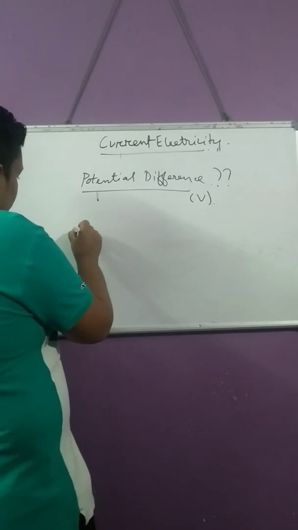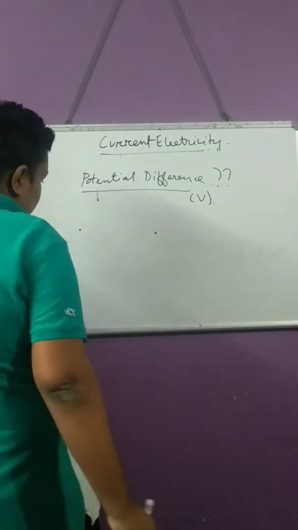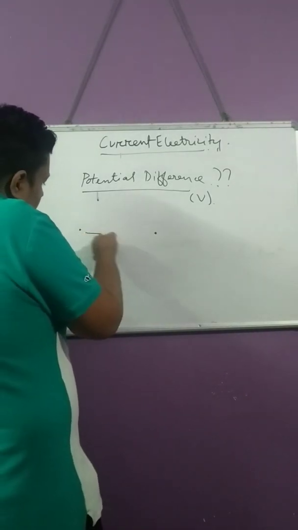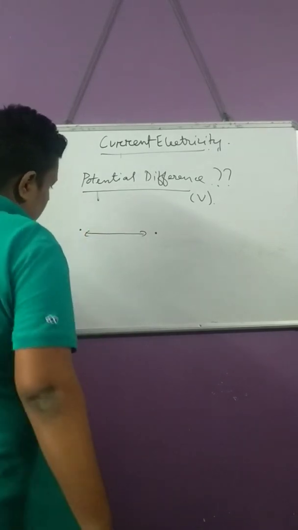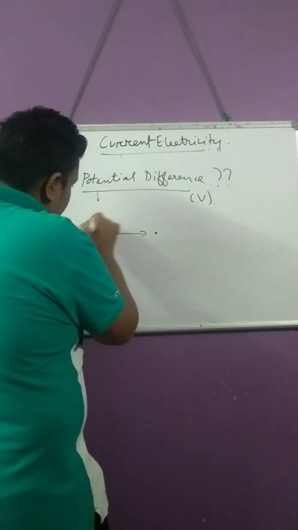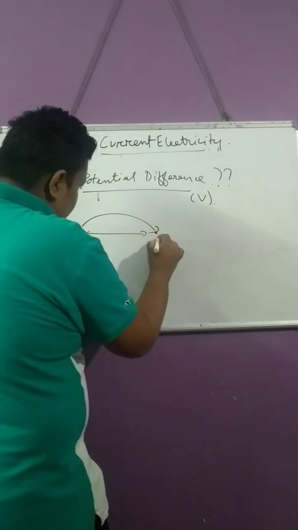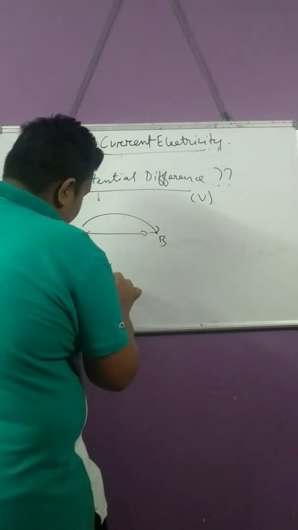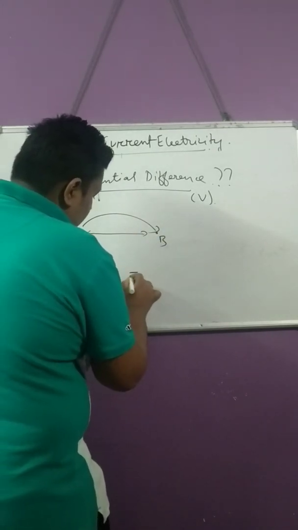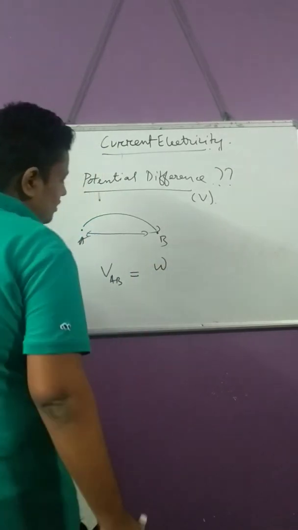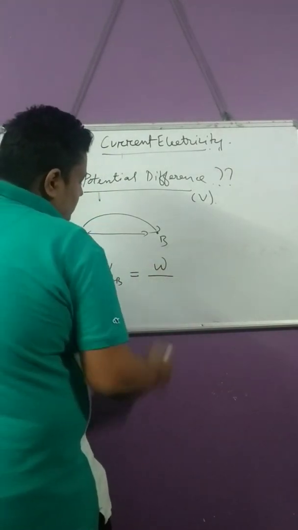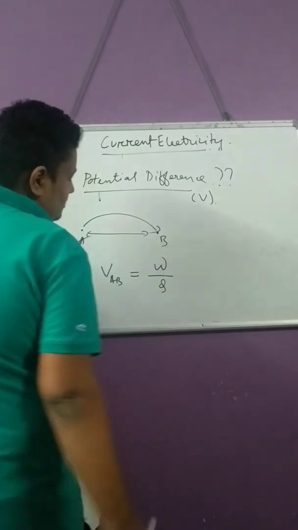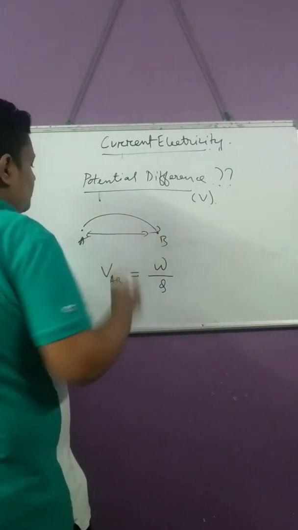Potential difference between 2 points is the work done to carry a charge from this point to this. Suppose this is A, this is B. So potential difference between A and B will be work done to carry a unit charge, means charge from point A to B.